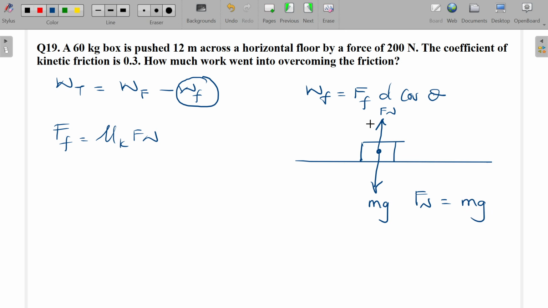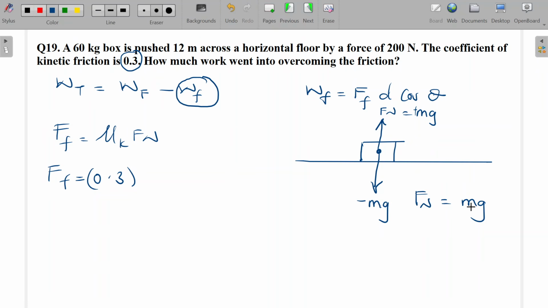So it will be positive because it's going up, then this one will be negative because it's going down. As a result, they cancel each other. This is positive mg and this is negative mg, and they give us 0. That's why the body is neither going up nor going down. So our friction force in this case will be equal to our mu k. They've told us that our coefficient of kinetic friction, mu k, is 0.3.